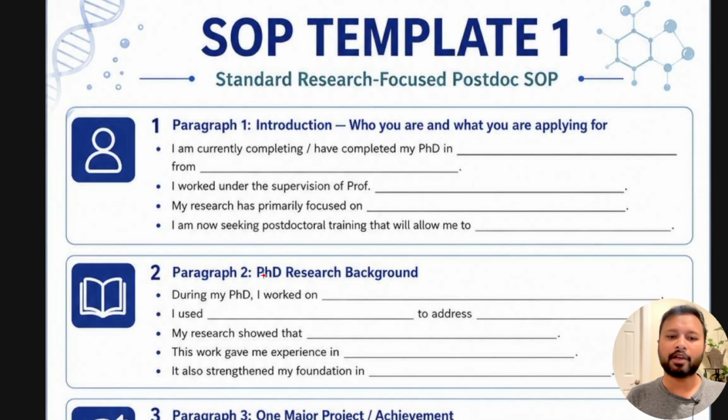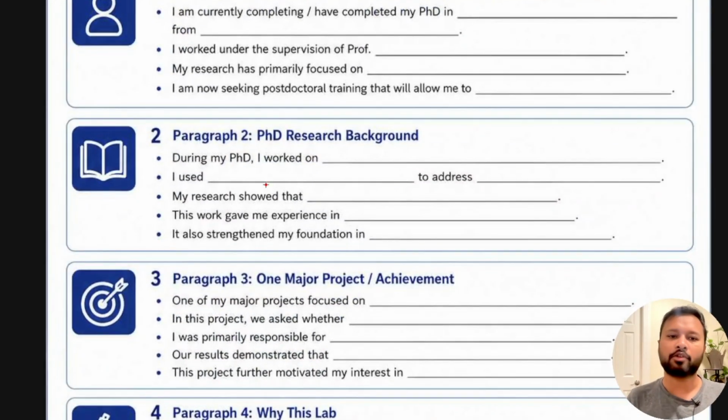Then the second paragraph is your PhD or research background. You have to talk about, like, during my PhD, I worked upon whatever you worked upon during your PhD. I used so and so instruments to address or to solve or to get something. So what instruments or what technique you have used to achieve what. That is going to be the other few sentences about it. My research showed that, and now what your research showed, what was the outcome of your research. You have to mention that.